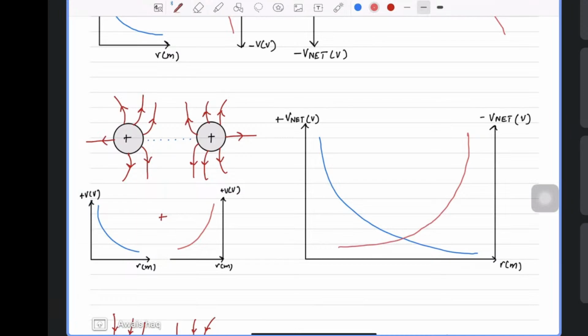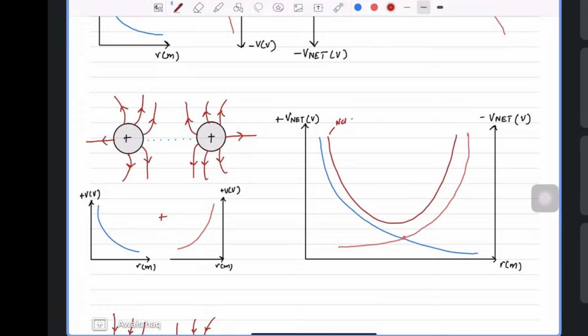So when you add both of them, you might realize at this point they have the same value, and when you add, the net field is like this. This is the net that we actually need to draw. The other two lines are not important to draw, they're just for reference.